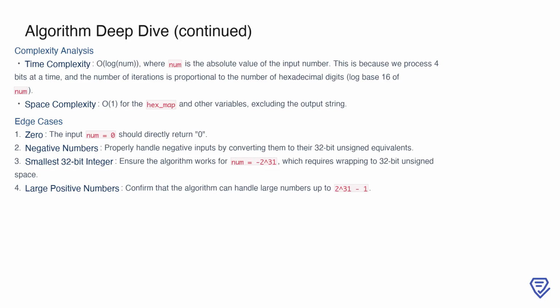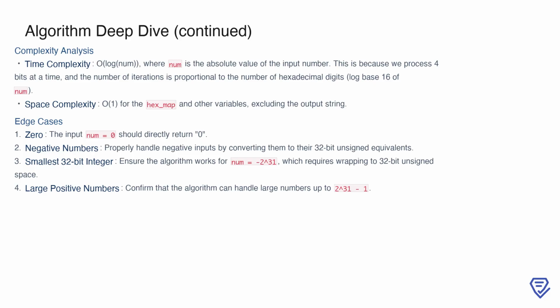The space complexity is O(1) for the hex_map and other variables, excluding the output string. The output string itself has a space requirement that depends on the number of hexadecimal digits, but this is not included in the algorithm's auxiliary space usage.